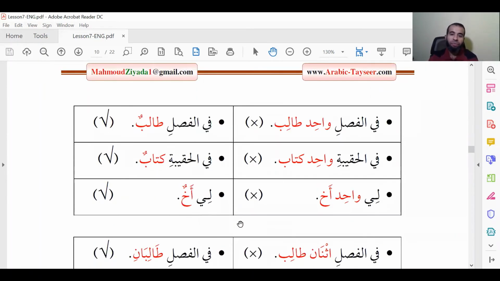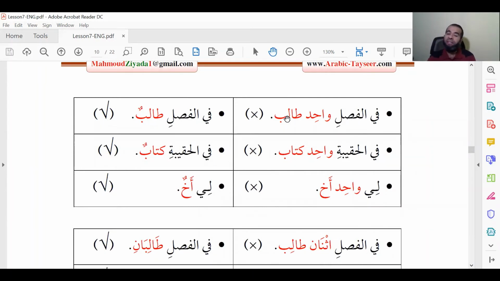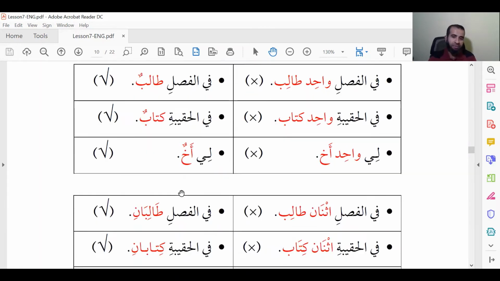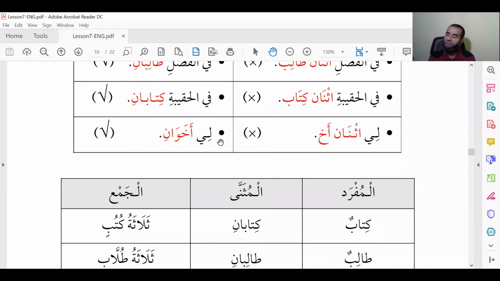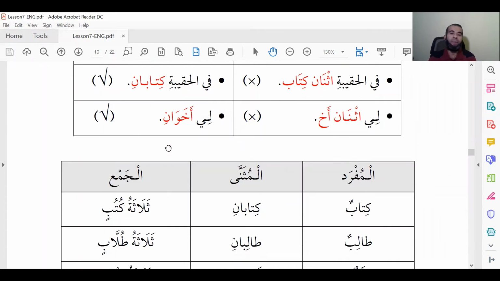Now look at this. في الفصل واحد طالب. This is wrong. It has to be في الفصل طالب. في الحقيبة واحد كتاب. Wrong. في الحقيبة كتاب. لي واحد أخ. That's wrong. لي أخ. The same with two. في الفصل اثنان طالب. No, no, no, no. في الفصل طالبان. في الحقيبة اثنان كتاب. No. في الحقيبة كتابان. لي اثنان أخ. No, no, no. لي أخوان.